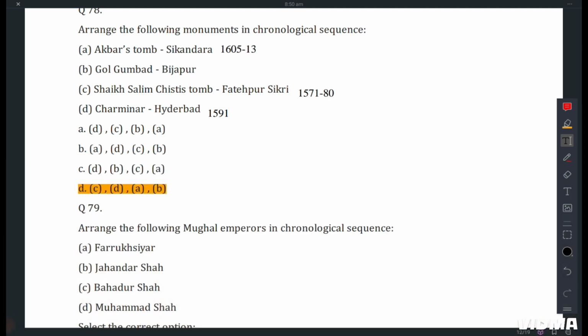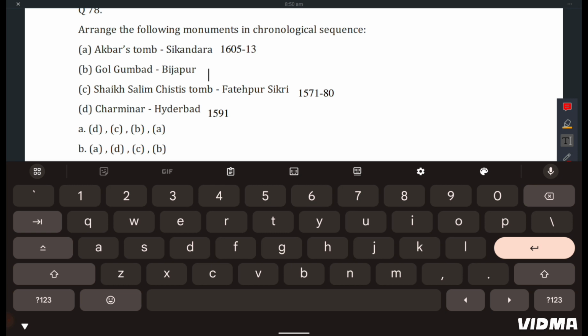Then comes Gol Gumbaz, Bijapur. It is 1627 approximately. Actually, the exact time is not known. Muhammad Adil Shah's reign was from 1627 till 1656 and it was built by him. So we will consider it as 1640s. Okay.